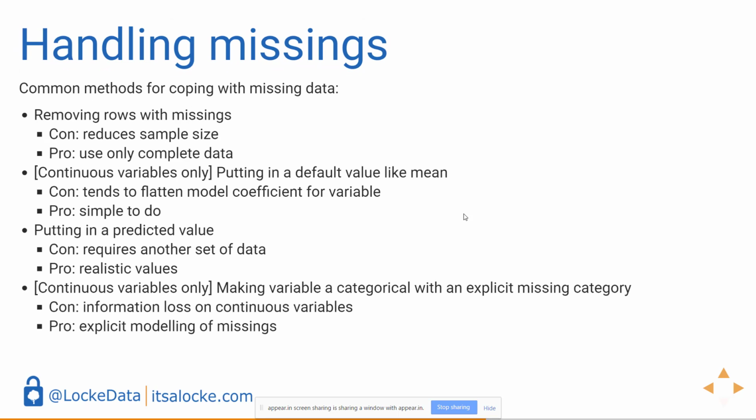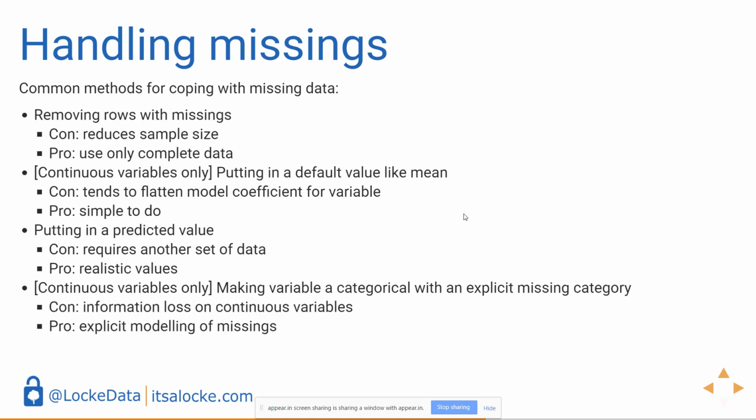Missings. So imputation is a massive topic all on its own. So I'm not going to go into a huge amount of detail here, but there are some common ways that you can handle missings. The first one is remove the rows of missings. So that makes it easy to use only data that's filled in, but it reduces your sample size. And if you're not working with a lot of data, then that can be a big problem.